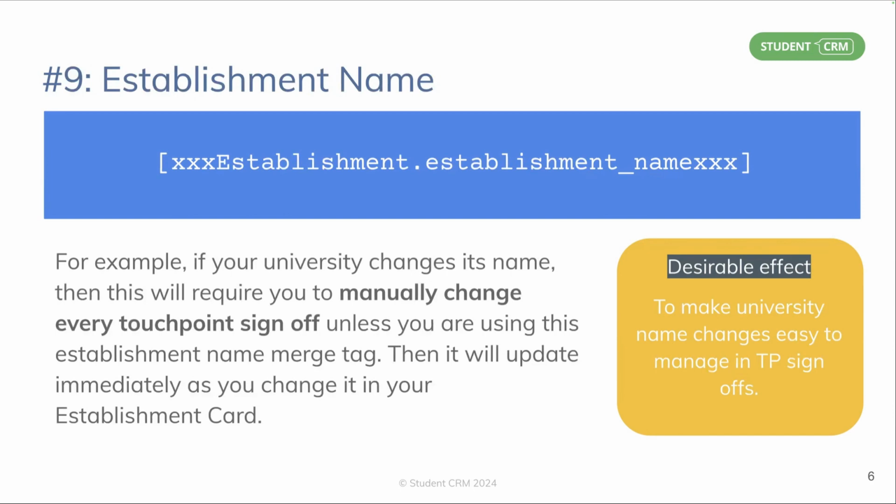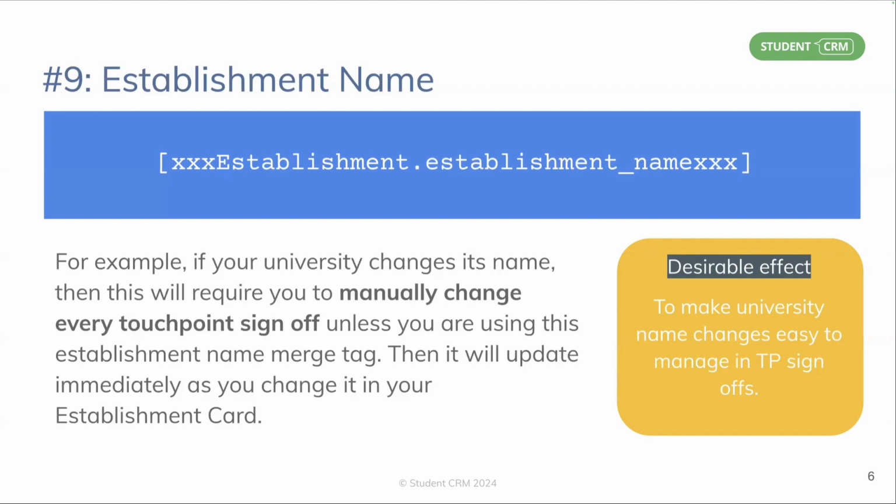There is a merge tag called establishment name. So where would this be useful? If your university changes its name, and it's happening more and more lately, then this will require you to manually change every touchpoint sign-off. For example, "thanks for talking to us, best wishes, love, University of X." Unless you're using the establishment name merge tag, then it updates everything, because you can change the name in your establishment card. So you simply go to your establishment card and say, we're now called new name for university.